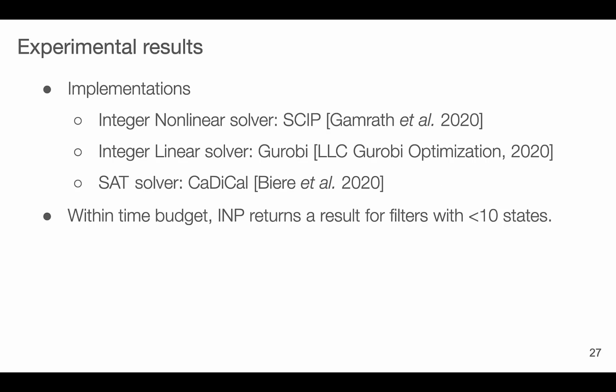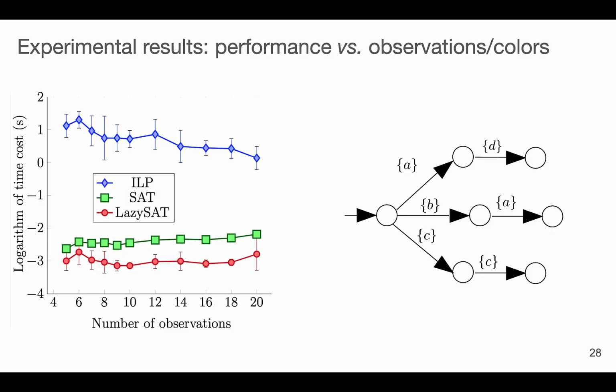We implement those algorithms with off-the-shelf solvers. The integer nonlinear program can only solve problems with size less than 10, so we will not report its results. Here we collect the time used by those algorithms to find a minimizer, and we compare their performance with respect to different numbers of observations and colors. The observations are the labels on the edges.